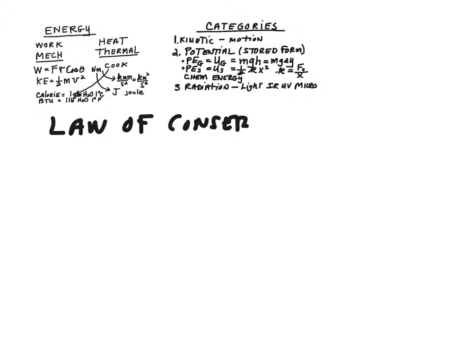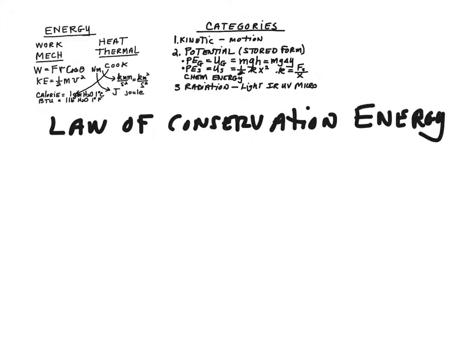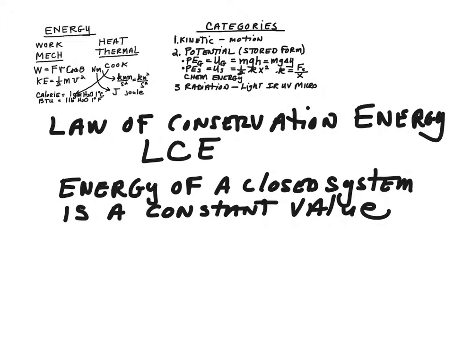We often say energy can't be created or destroyed, but a better way of saying it, and we don't like writing this out all the time, so we call it LCE, the law of conservation of energy, is, let me pause the video and write it. So there's the best statement of the law of conservation. Energy of a closed system is a constant value. In other words, in a closed system, energy can't be created or destroyed. It has to stay constant.